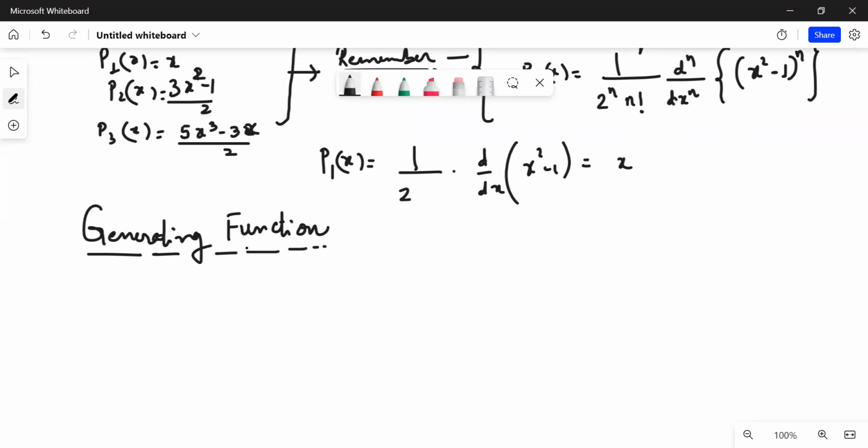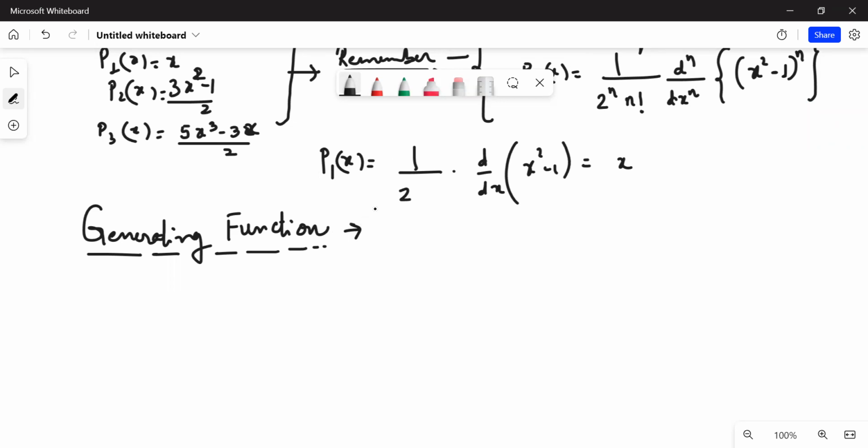Okay, so what are generating functions? If you want to obtain Legendre's polynomial, one of the ways can be to use the Rodrigues formula. The other way is to use something called a generating function. So generating function is one of those functions which will help you find the Legendre's polynomial of different order.